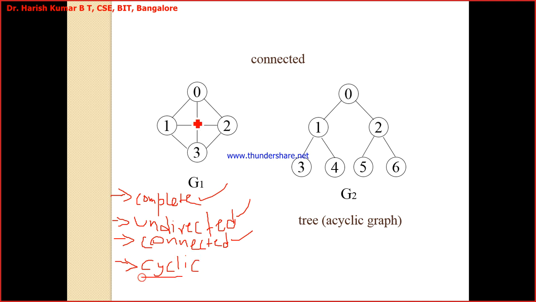Now why is it cyclic? Because there is a cycle, you can see. There is a cycle. And there is a cycle here also. And there is a cycle like this. And there is a cycle like this. Yes or no? Yes, sir. Okay. Now we'll come to the other example. This graph G2 is incomplete.